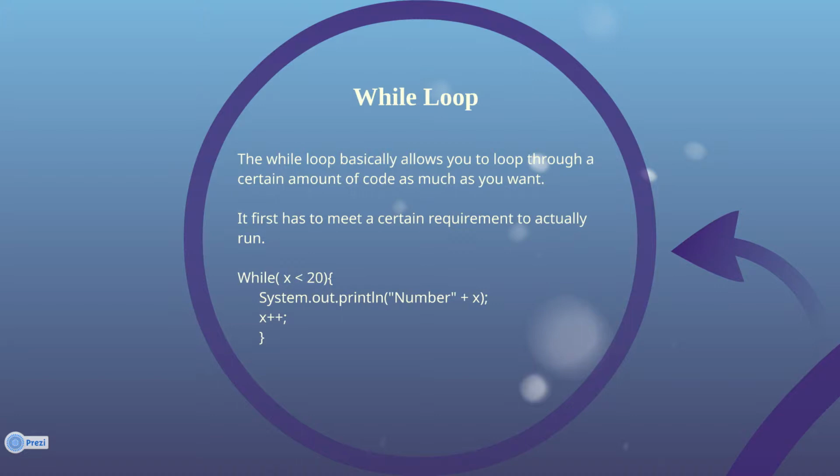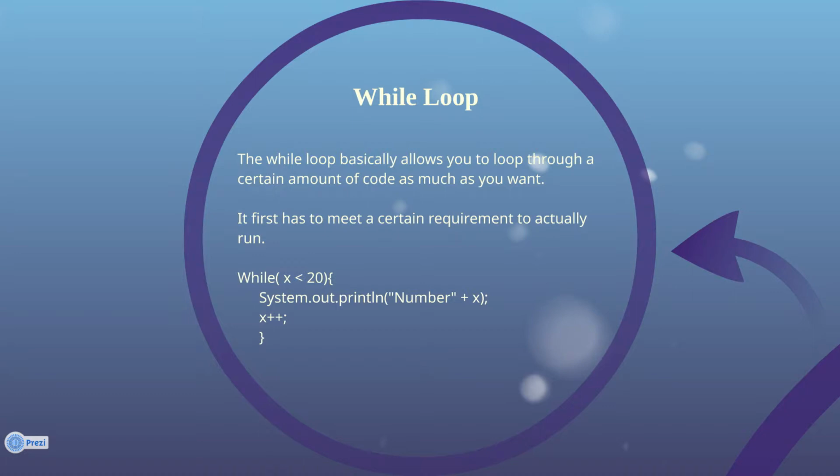So the while loop basically allows you to loop through a certain amount of code as much as you want. It has to first meet a certain requirement to actually run. If it does not meet that requirement, it will just skip over that block of code. If it does meet the requirement, it will keep looping until it does not.